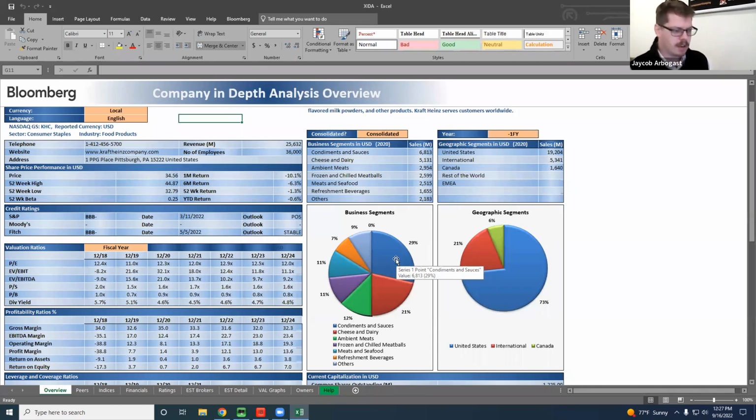Sometimes you have a business that's a conglomerate of unrelated things. But if I look down this list, condiments, cheese, ambient meat, I don't know what ambient meat is. Frozen meatballs is big enough to be its own segment. So meatballs is one, and then meat and seafood and ambient meats are two others. It's just interesting. And refreshment beverages.